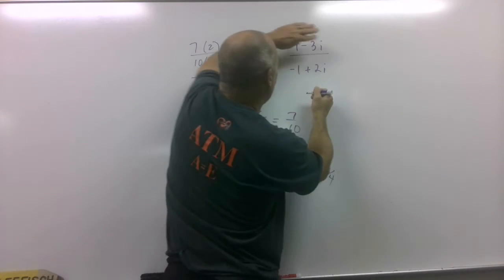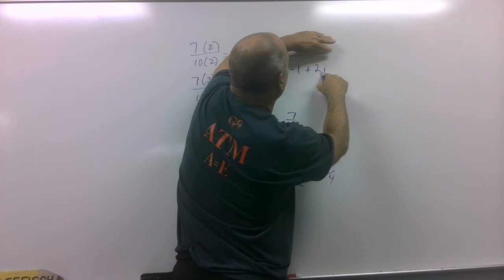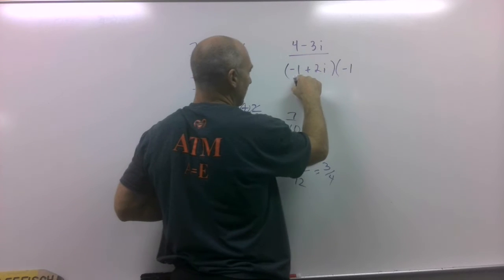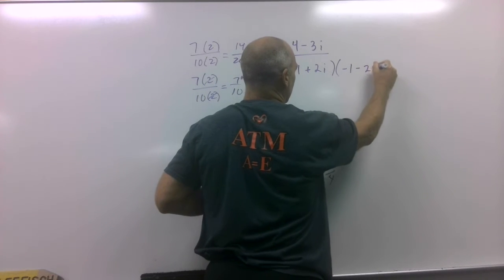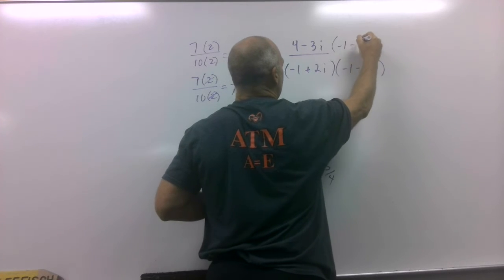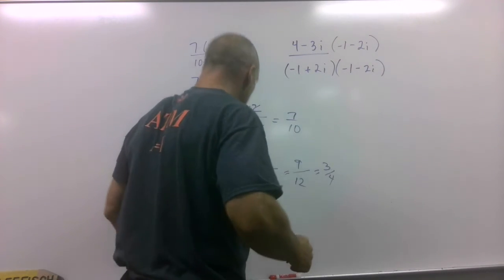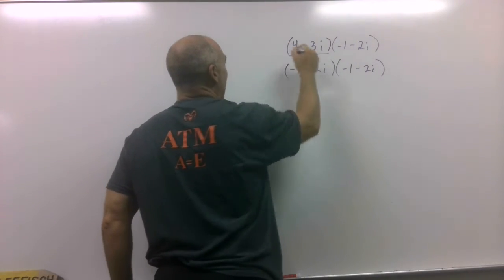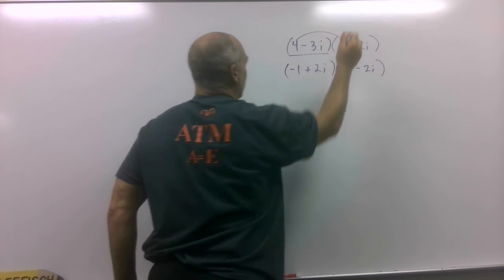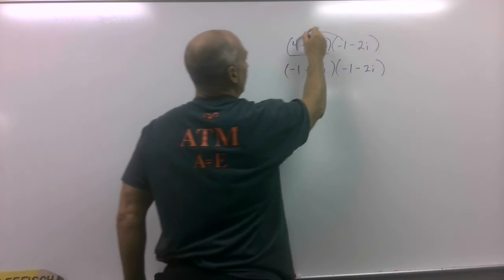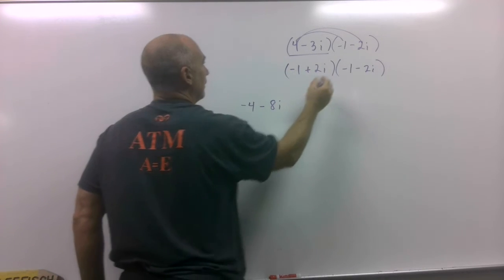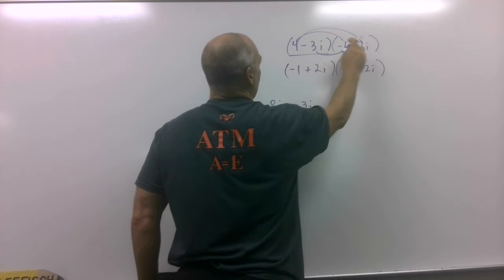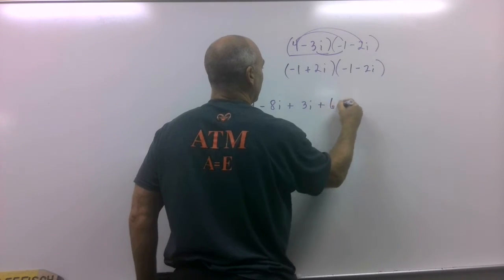What do we do? Well, I'm not worried about the top. I just got to get that square root out of the denominator. So I'm going to multiply by the bottom's conjugate, negative 1, so that doesn't change, that does, minus 2i. Negative 1 minus 2i. Now we got quite a bit of work to do. Notice in the top, we got our classic FOIL. 4 times negative 4 is negative 4. 4 times negative 2i is negative 8i. Negative times a negative is positive 3i. Careful here, negative times a negative is positive 6i squared.